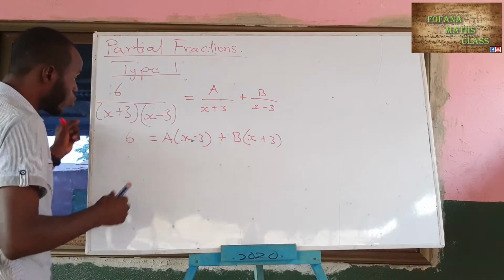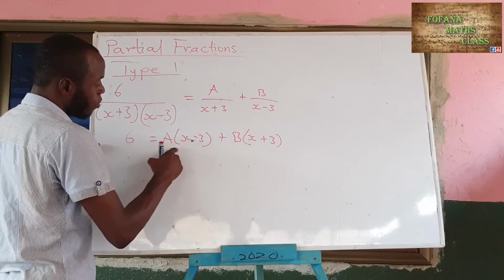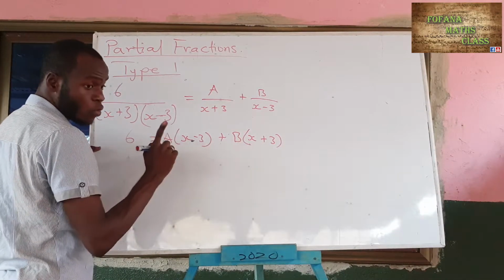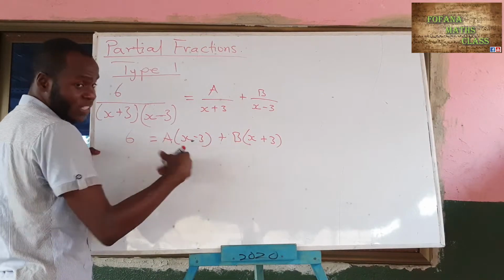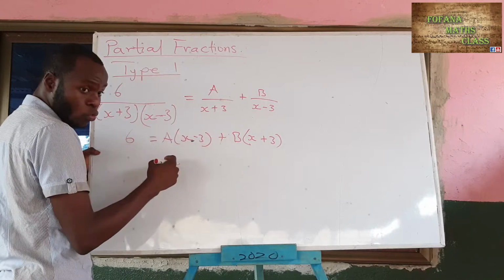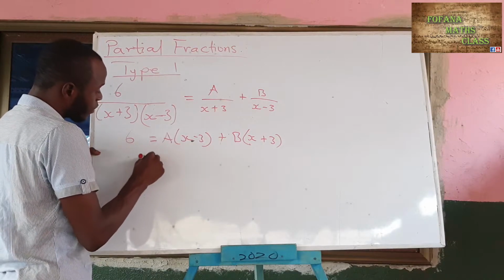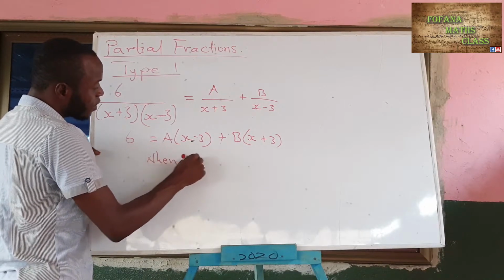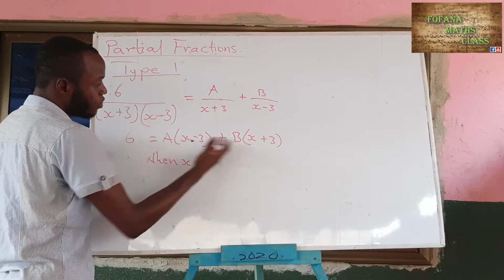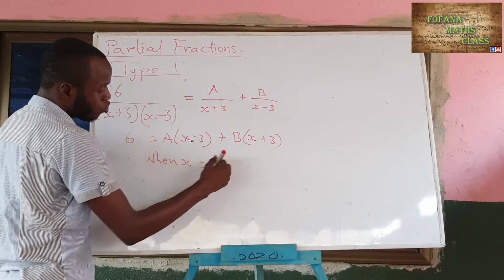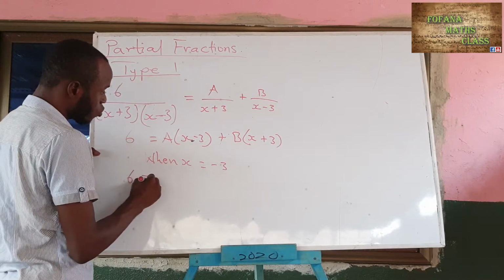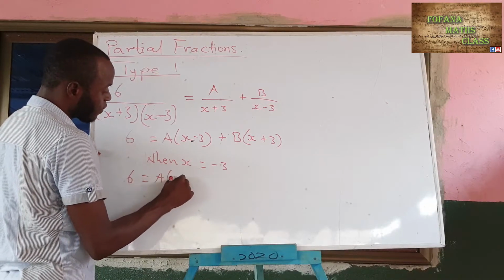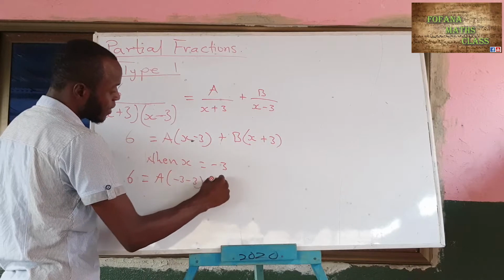Okay, there we will set one of the constants to 0. By so doing, we will have to put x to a certain value, which will cause that particular constant over there to be 0. So when you look at it, we can say when x is equal to, which one do you want to set to 0? Let's say we want to set b to 0, so we will set x to be equal to -3.